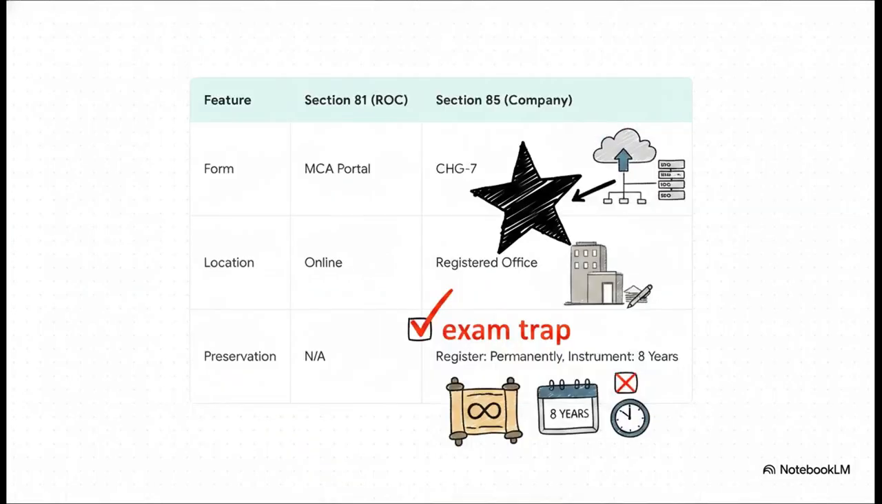Please mark this comparison down for your last day revision. It's vital. Section 81 is the register kept by the ROC online on the MCA portal. But Section 85 is the register kept by the company itself.